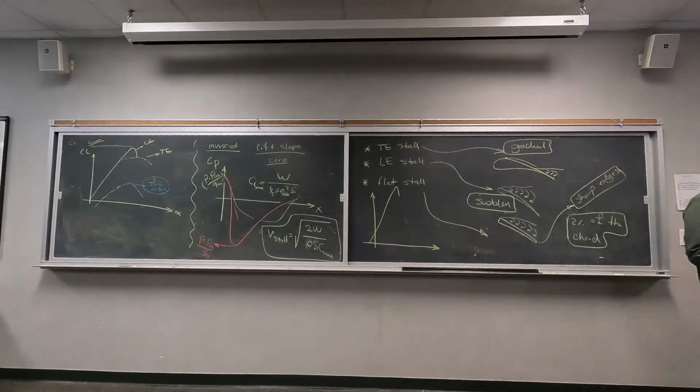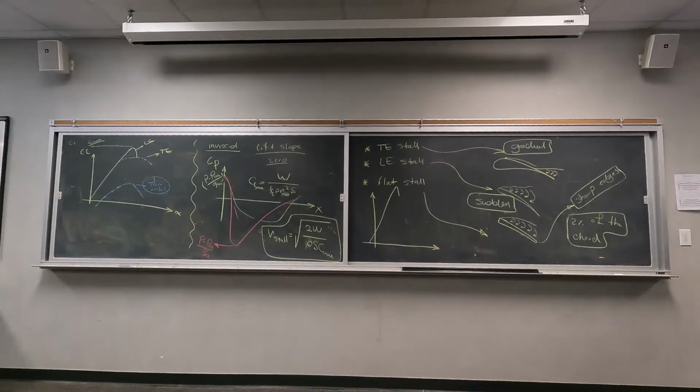What will happen to your stalling speed when your maximum lift coefficient increases? Let's say we keep everything else constant. We don't change the weight, the structural weight. We don't change the density or the wing area, but we change the maximum lift coefficient. What will happen to the stalling speed? It will decrease. Yeah, exactly.